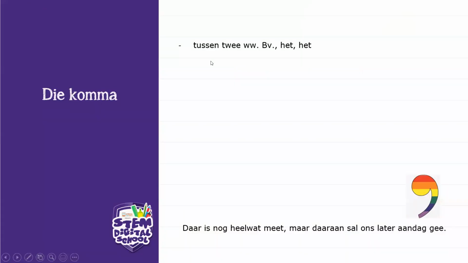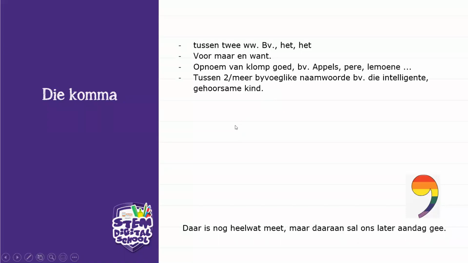First of all, usually I use a comma in between two verbs, soos het of is. There will be a verb in between those. Always before the bostic words maar and want. Then when I name or when I say a few things, like for instance, opnoem van 'n klomp goed, appels, pere, lemoene, apples, pears, oranges, there's always a comma in between that. But between the second last and the last thing that you're mentioning, there must be the word in Afrikaans, not a comma.